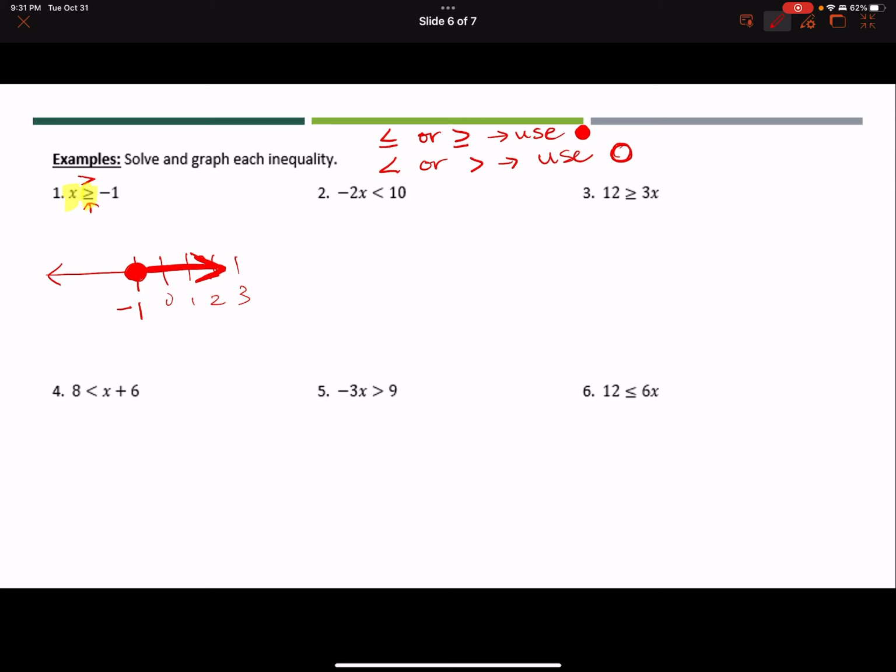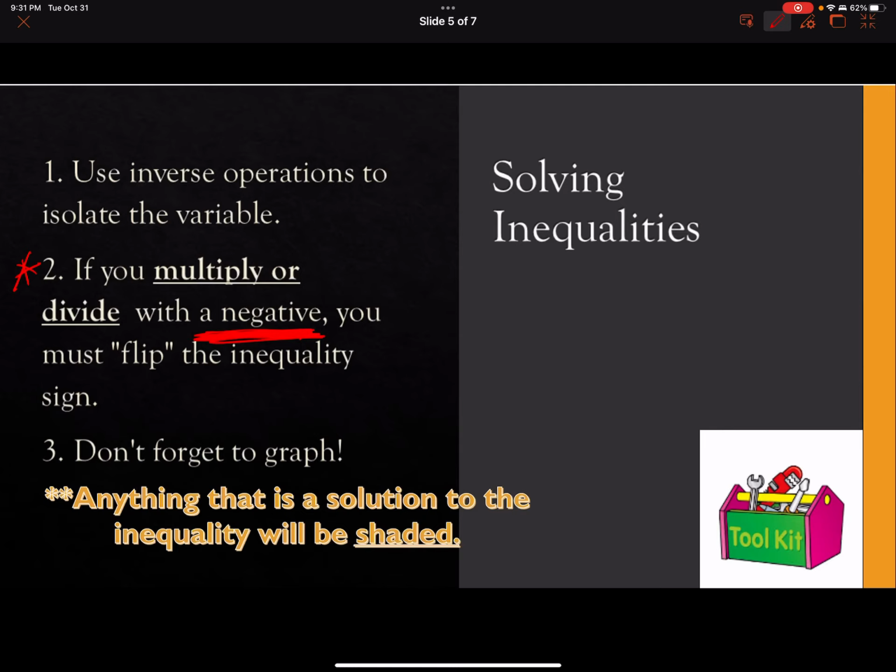Number 2. So I'm going to solve first. X is not by itself, so I'm solving. So remember, this means -2 times x. To get rid of multiplication, I divide. So I'm going to divide by -2. But let me go back here for a second. Look at this thing that I starred here for you, number 2.